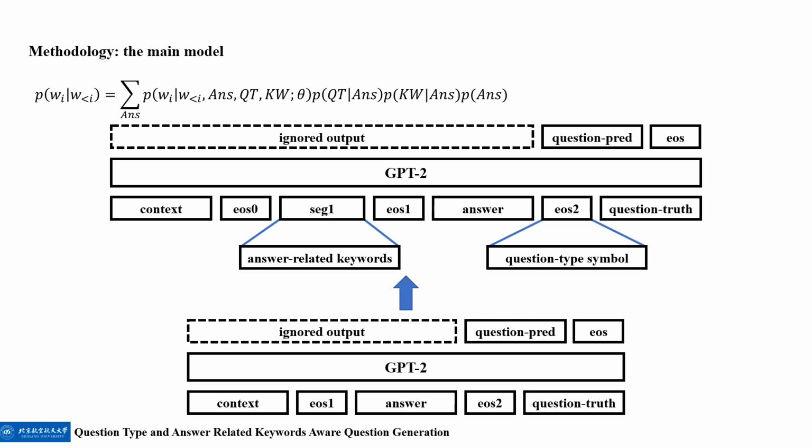Equipped with those external information, the main model for question generation tends to have more information in the input. The keywords information is input as a subsequence after the context, while the question type information is input as the first token before the question.